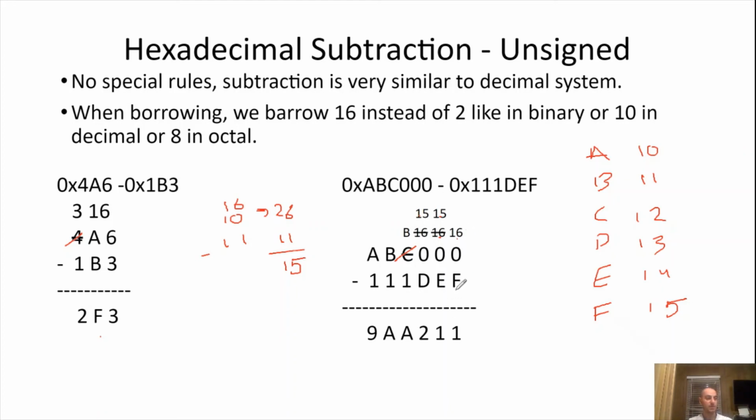So 16 minus f, f was 15, so that's going to be 1. And then we have 15 minus e, which is 14. So again 15 minus 14, 1. 15 minus d, so 15 minus 13, that's 2. Then we have b minus 1, which is 11 minus 1, that is 10. So we get an a. And then b minus 1, same thing, we get an a. A, which is 10 minus 1, that is a 9.